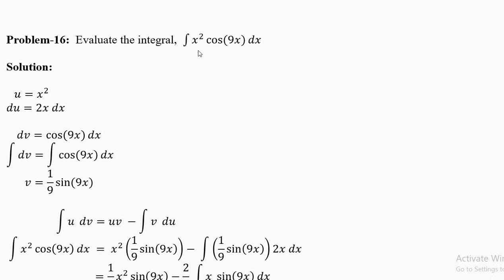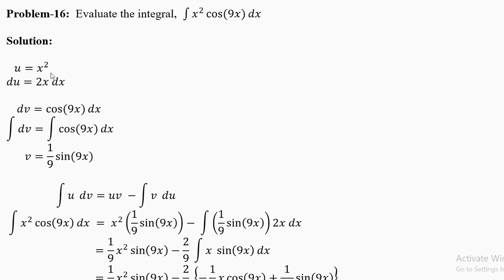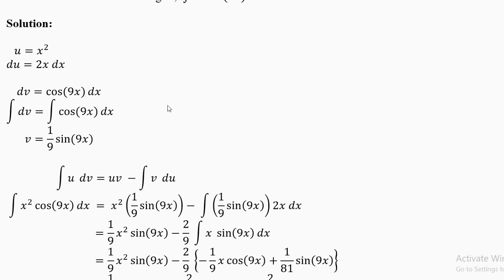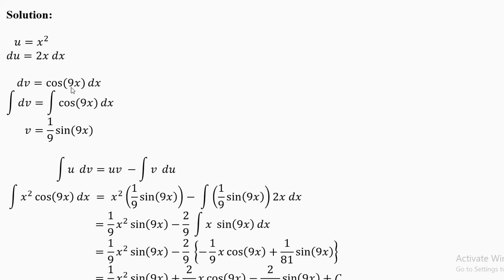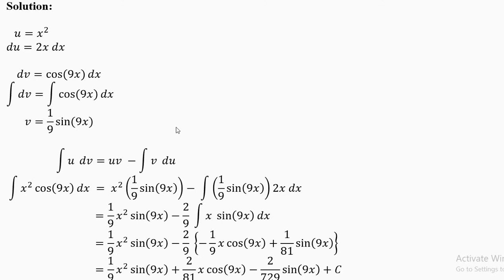Now evaluate the integral x square cos 9x. This question is very similar to the question which we did just now. U equal to x square, du equal to 2x dx. Now dv equal to cos 9x dx. So v equal to 1 over 9 sin 9x. When you integrate cosine, you get plus sine. Just remember that, with the suitable number outside, positive number outside.